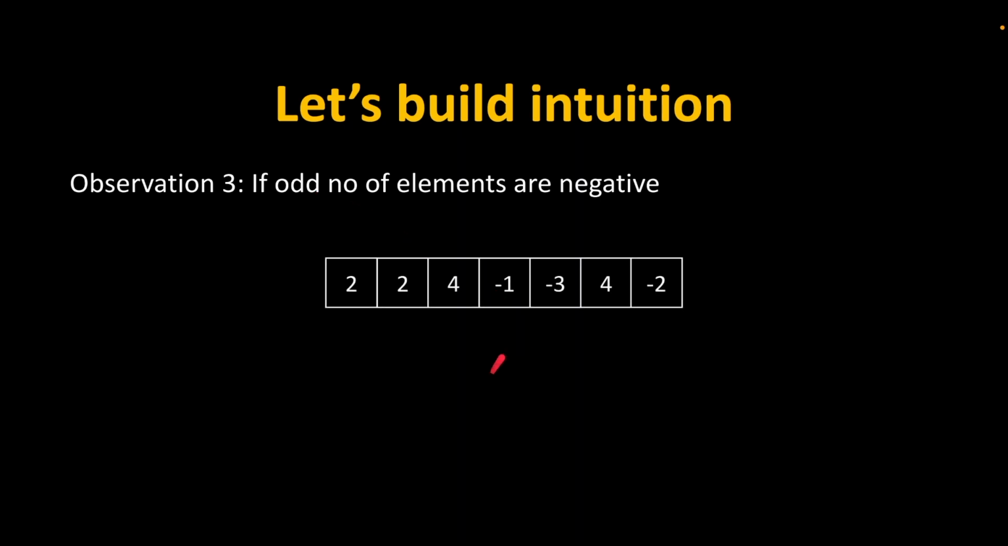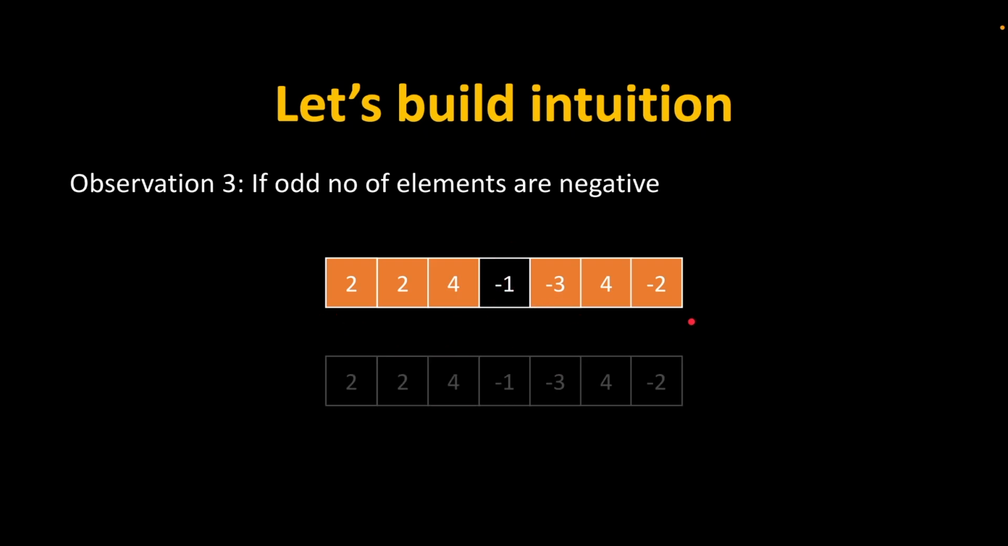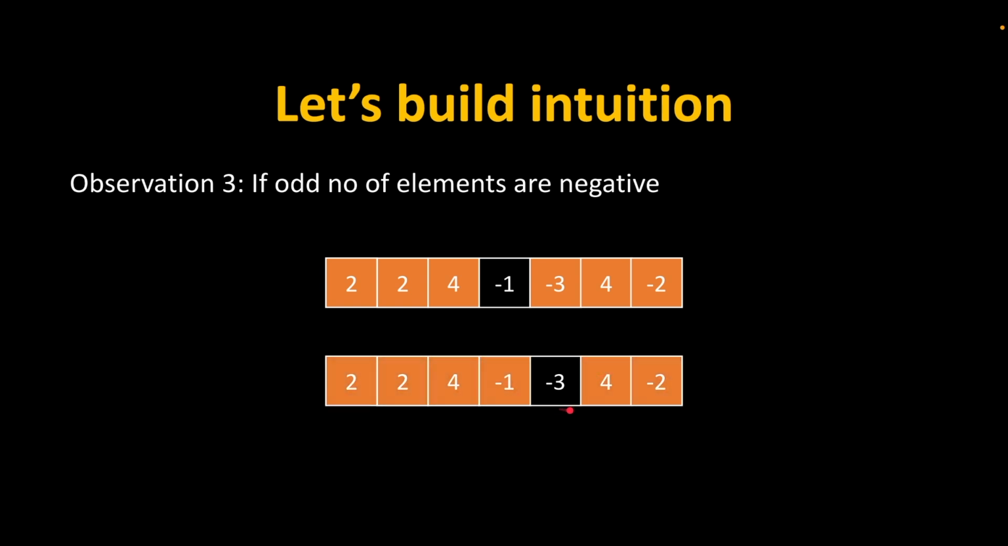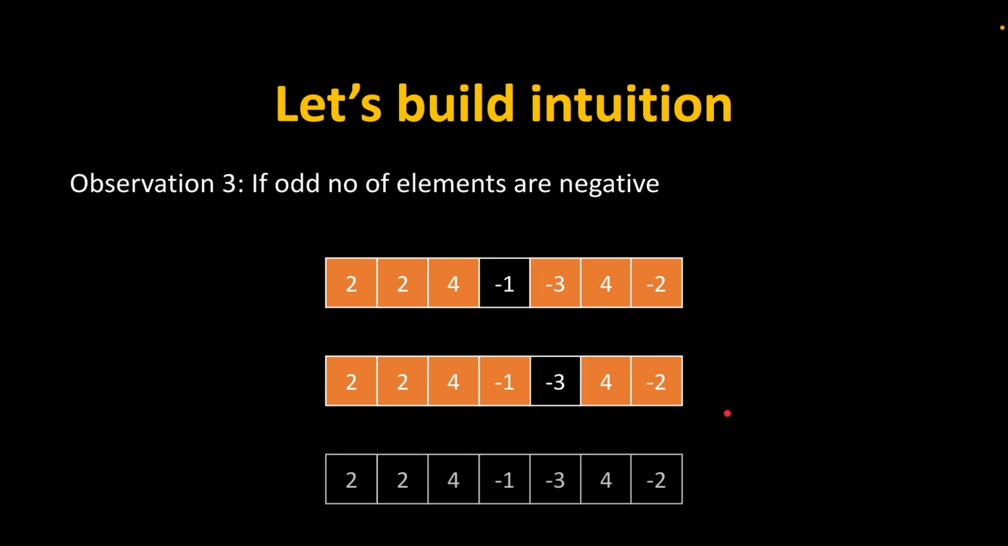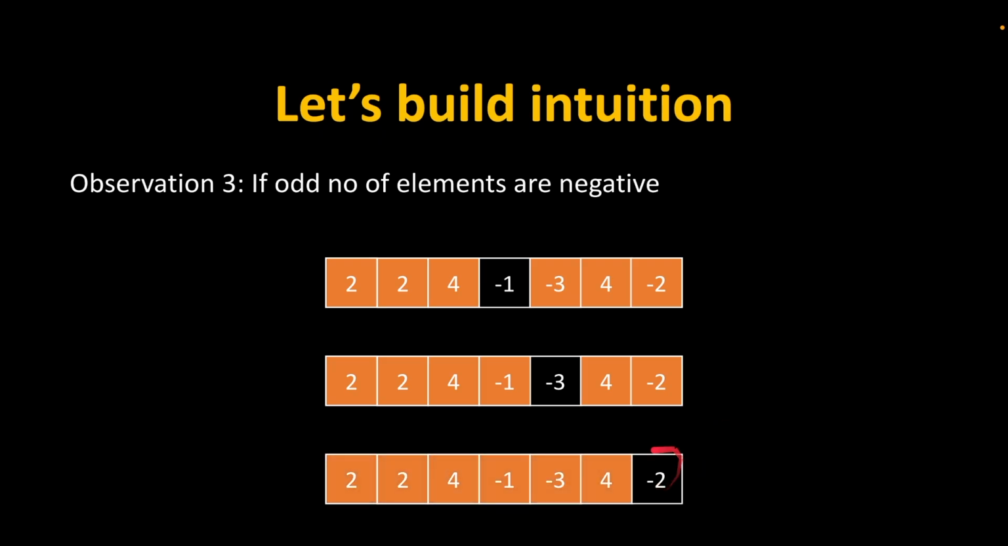So in that case, we need to remove one of the negative elements. Which one should we remove? Let's see. So if we remove -1, either this is our answer or this is our answer. And if we remove -3, our answer would be either this or this. And similarly, if we remove -2, this is our answer.